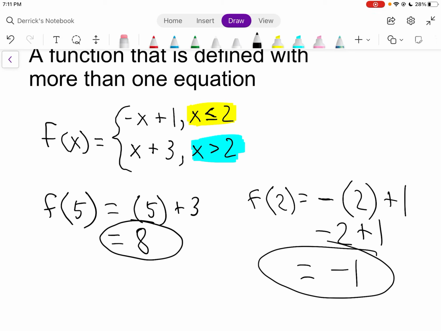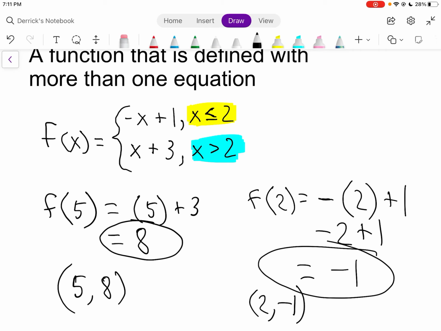Recognize these are coordinate points as well, so this would still be useful information if we were going to graph this. Again, that's a separate video, but we have found that the x value of 5 gives us a y value of 8, and the x value of 2 gives us a y value of negative 1.